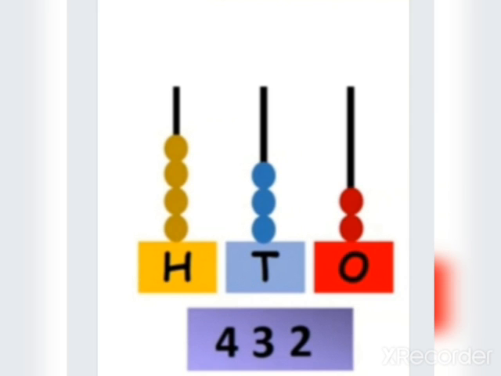Here we have HTO. There are 4 beads in the hundreds column. It means 400. Spike T has 3 beads, which means 3 tens, and spike O has 2 beads, which means 2 ones. Therefore, the number is 432 and its number name is written as 432, as you can see in the picture below.